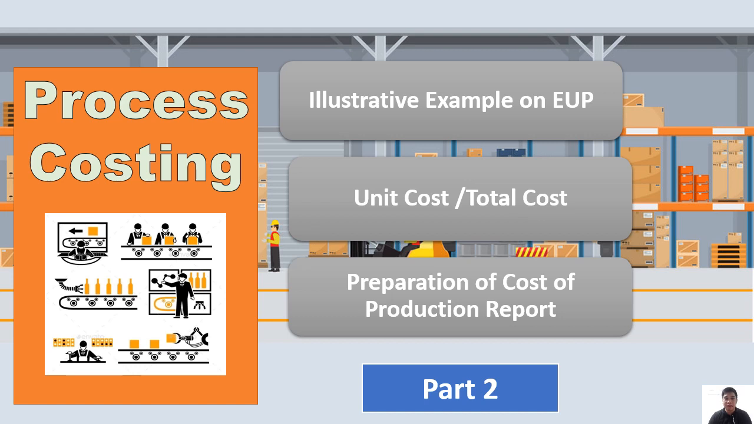So for today's video, we are going to continue our discussion about process costing, wherein the focus of the discussion will be an illustrative example on equivalent unit of production and how to compute unit cost and the total cost under process costing for each department. And at the end of this video, we will be able to prepare a cost of production report.